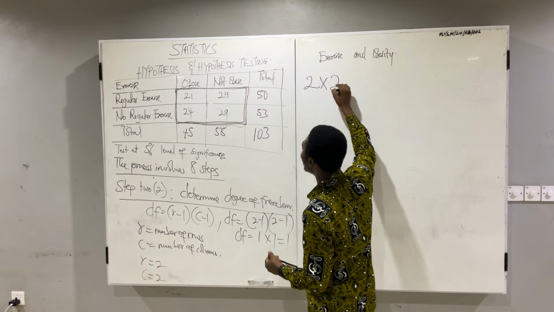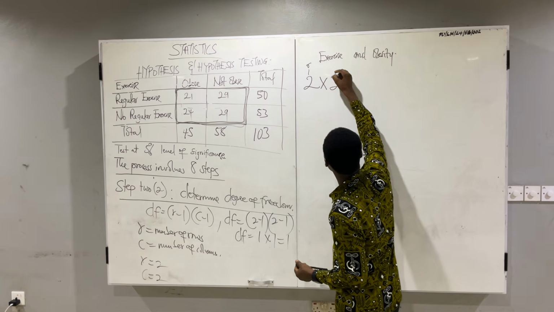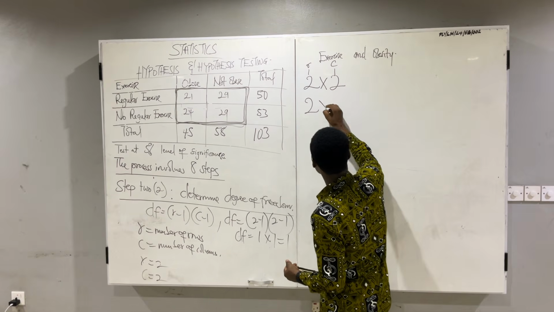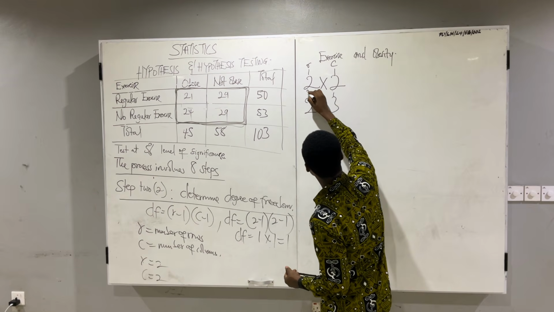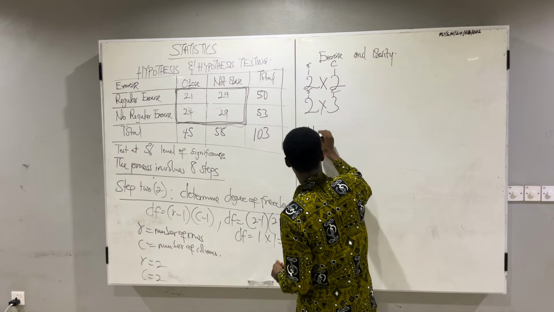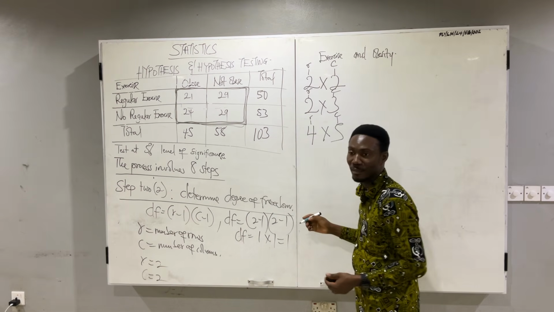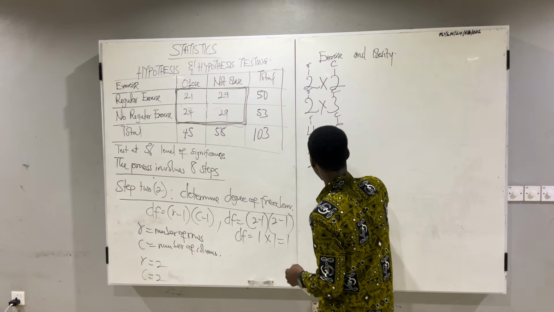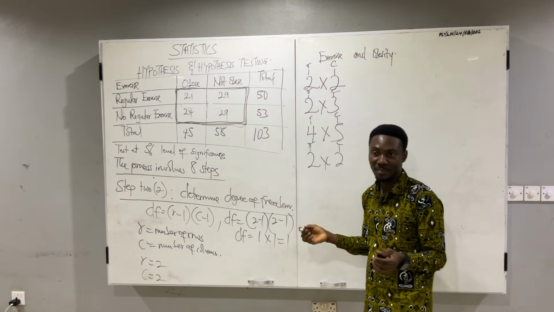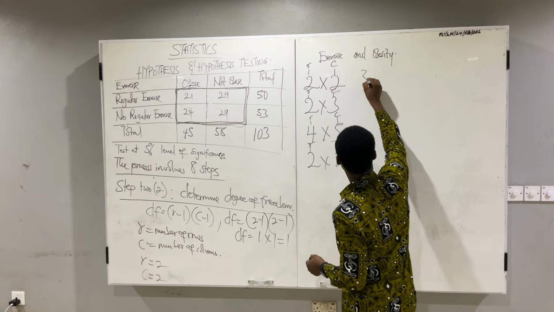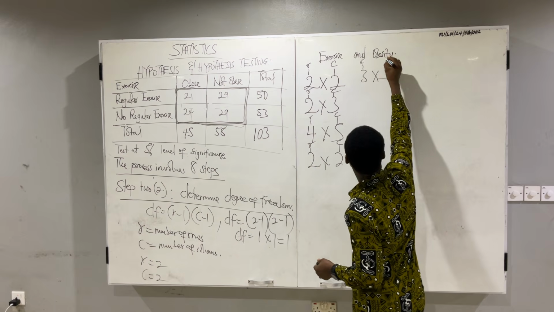All the time when you hear 2 by 2, the first number represents the row, the second one represents the column. When you hear 2 by 3, it means the row is 2, the column is 3. When you hear 4 by 5, it means the row is 4, the column is 5. That's the meaning. When you hear 3 by 5, this is the row, and this is the column.